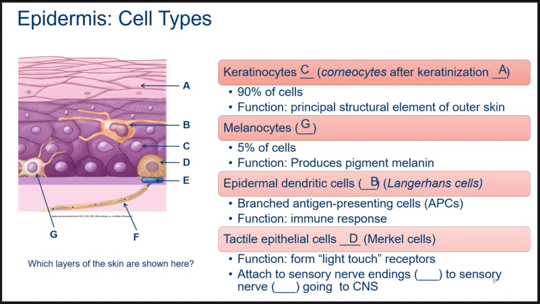Lastly, we have what are called tactile epithelial cells, also known as Merkel cells. These are found in the deepest layer of the epidermis, as you can see from the image. So that's this here. And as you can also see, they're going to be able to form a connection, more specifically with sensory nerve endings. I'll bring that up here. That's E. So this is a sensory nerve ending. Here's your Merkel cell that's connected with a sensory nerve ending.